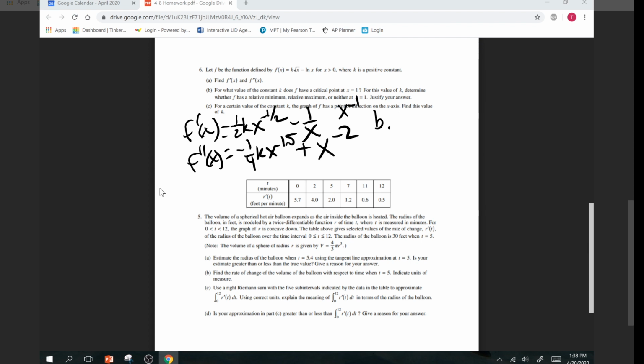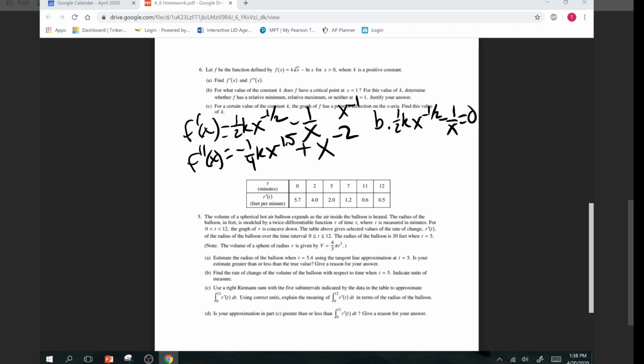For what value of constant k does f have a critical point? So to find critical points, we set the derivative equal to 0. So what we do is set this equation equal to 0.